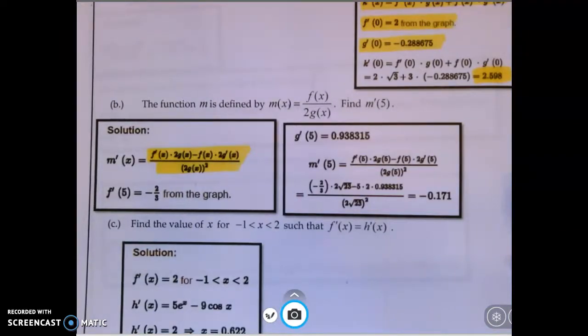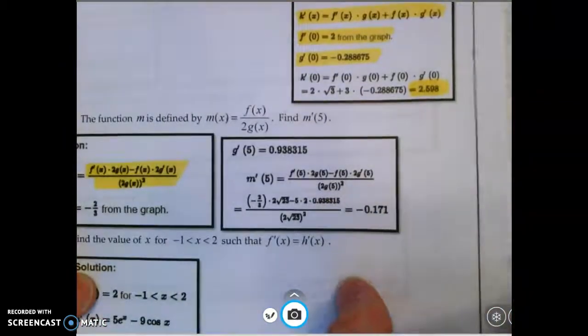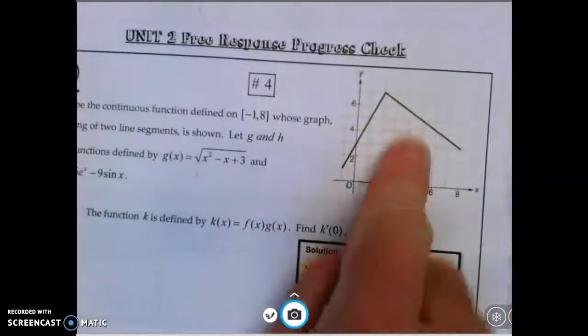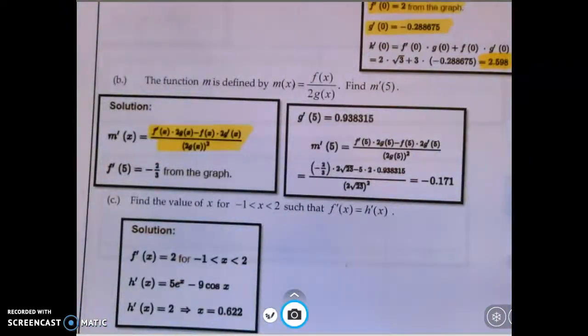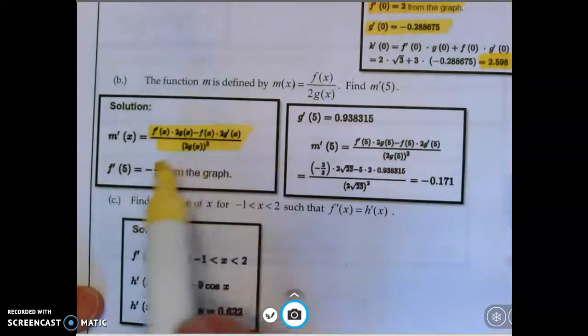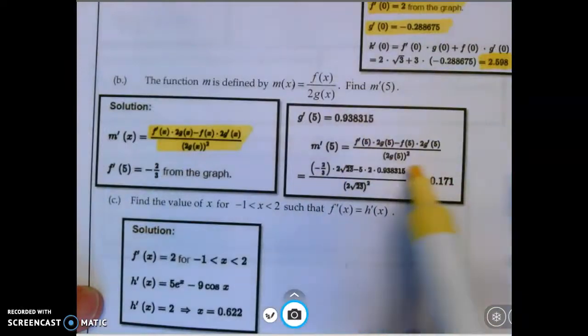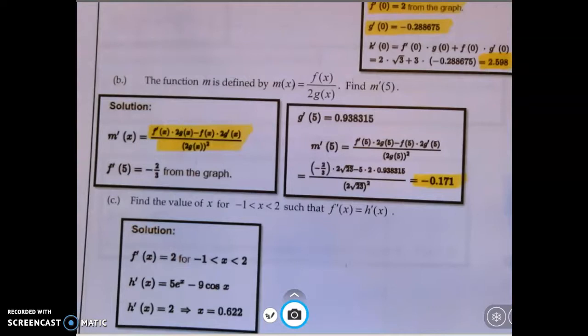We again go to the graph to evaluate f prime of 5, which is simply the slope of this line at 5 right here, which is negative 2/3. And then we do the same thing with g prime of 5 with the graphing calculator. So we put the formula together first. We find out what f prime of 5 is. We find out what g prime of 5 is. We plug it in, and once again, we round to 3 decimal places.